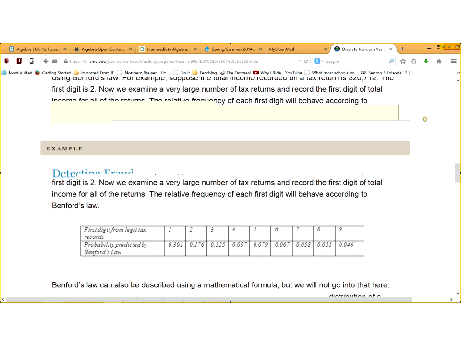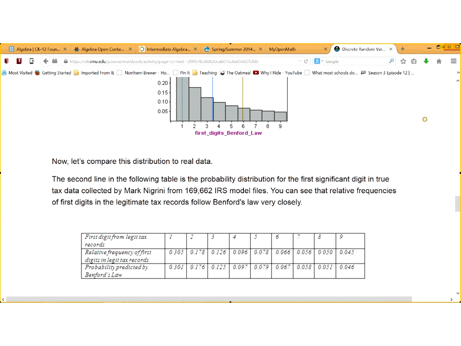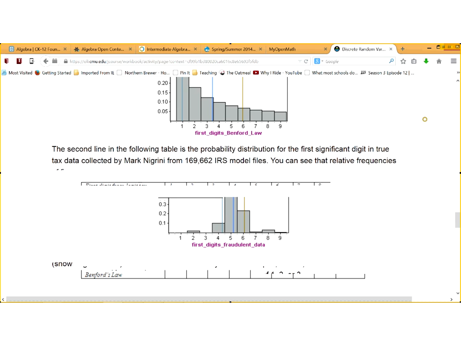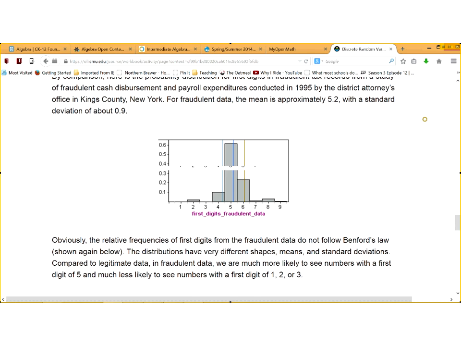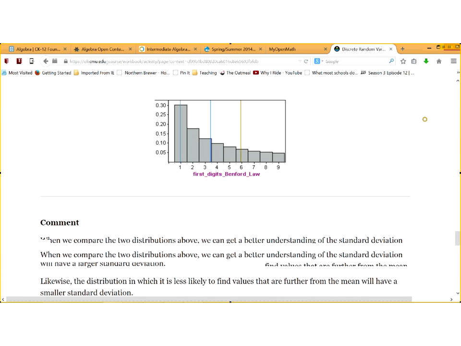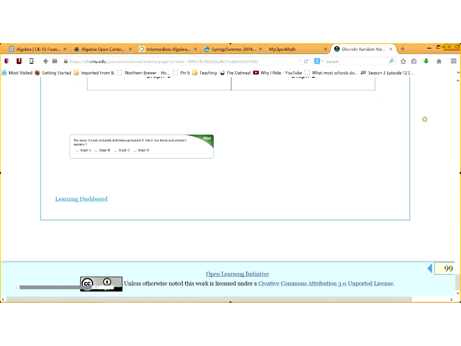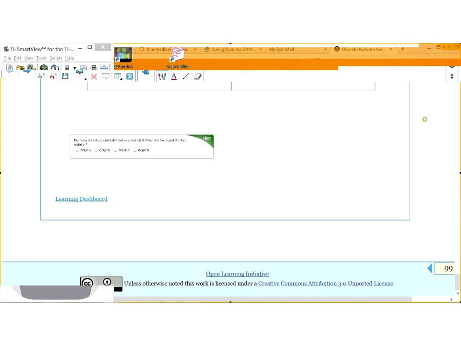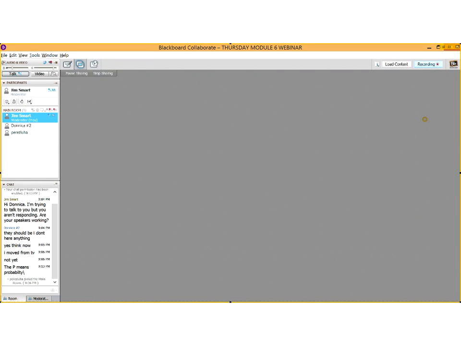All right, let's see here. This is just an example. So that's good. This is kind of a nifty example, you should definitely take a look at this, regarding how to find illegitimate tax fraud data.